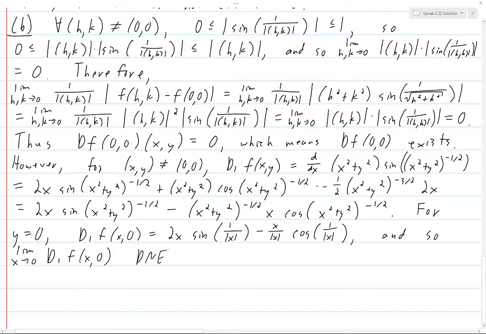And so there exists a path upon which you can approach the origin such that the limit of d1f along this path does not exist. And so d1f cannot be continuous at the origin. And thus, d1f is discontinuous at the origin.